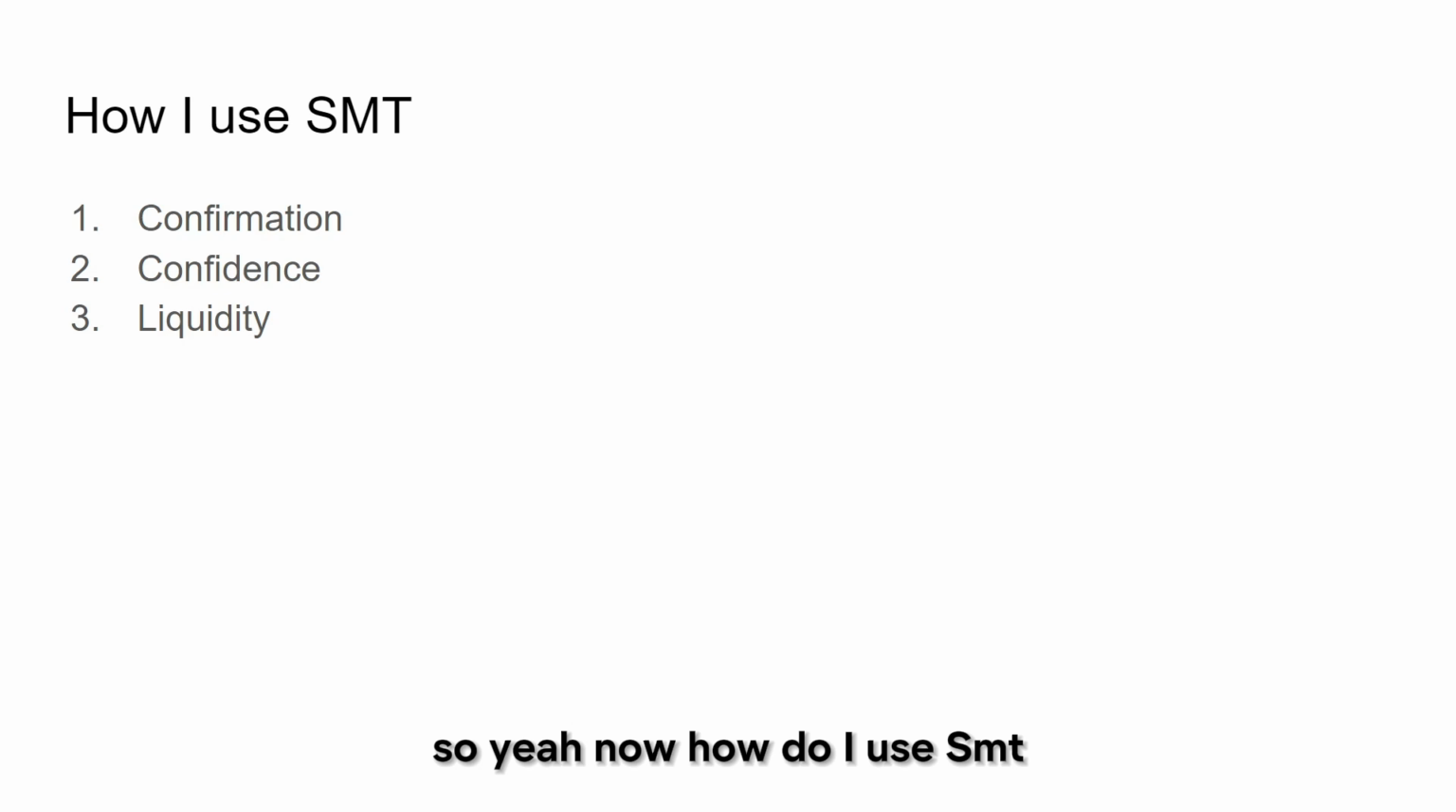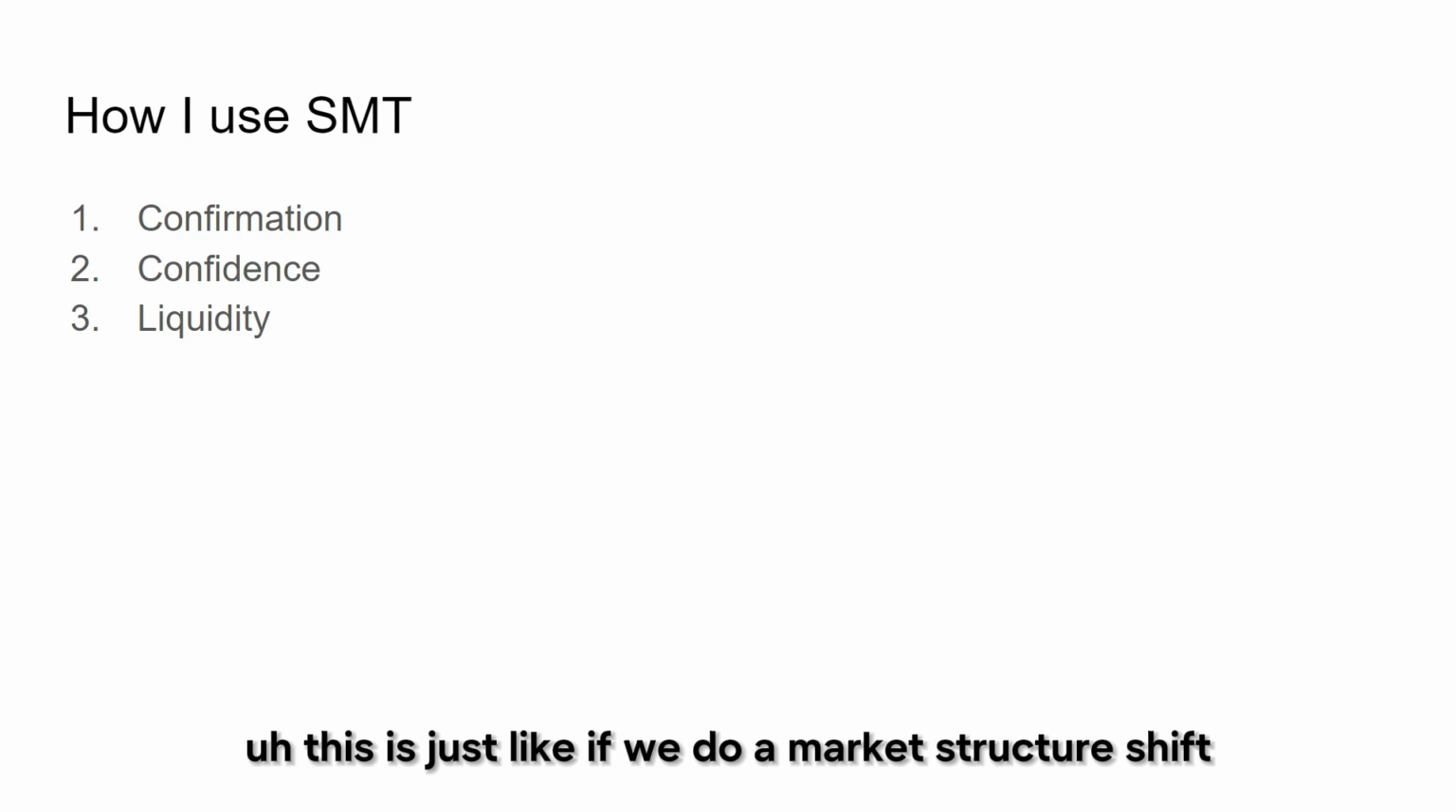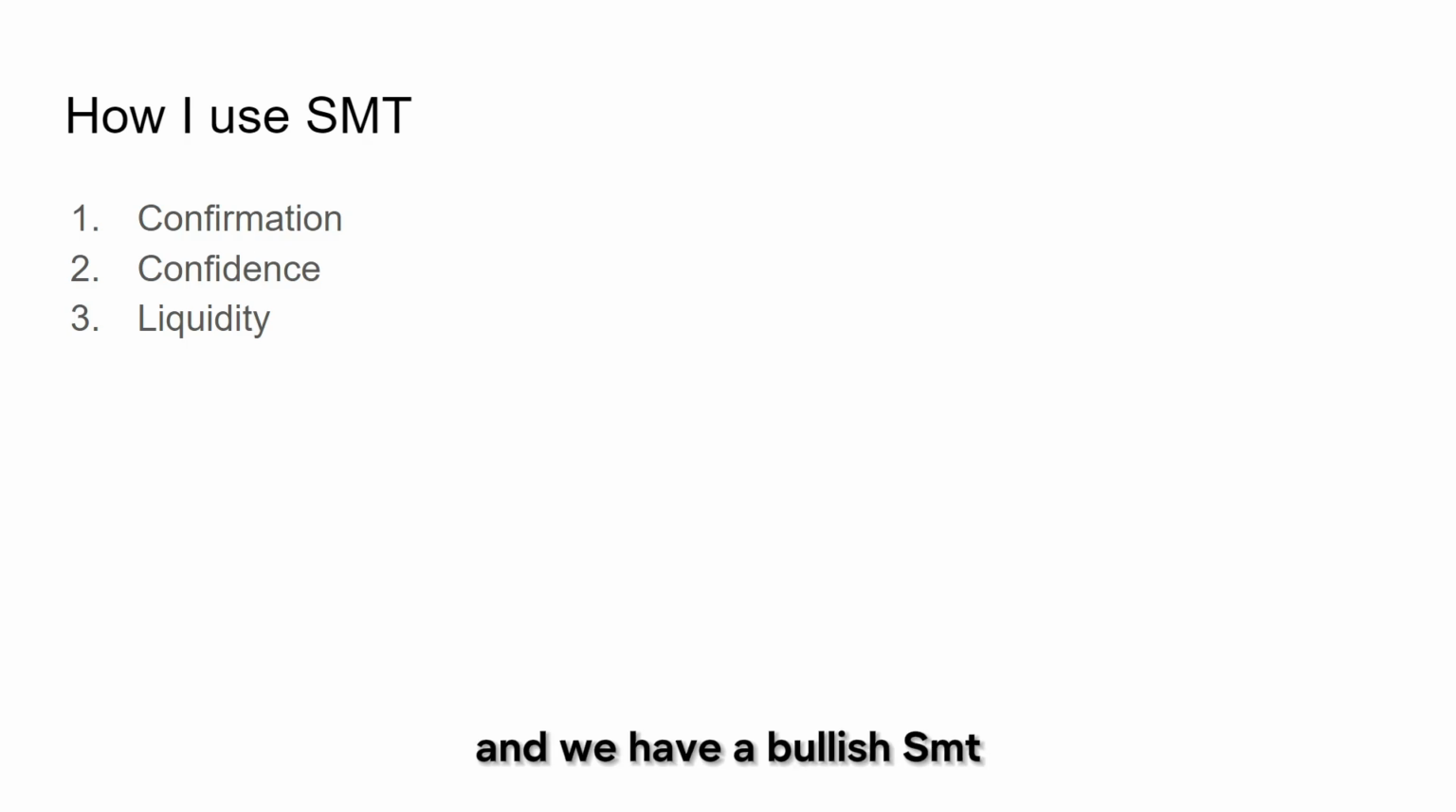So yeah, now how do I use SMT? For me, I use SMT as confirmation for my trades. So if we have SMTs on the lows, like I just showed in the example before, this is just a confirmation that if I'm going to take a buy, if we do a market structure shift and we have a bullish SMT, this is just another confirmation for my buy that it's an even higher probability to buy.